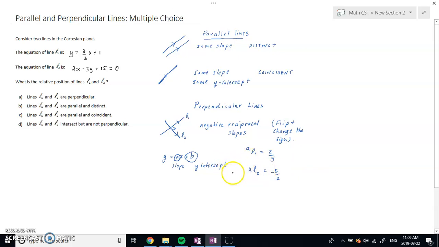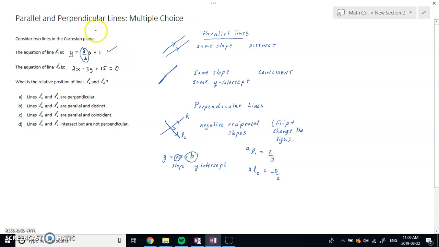Now if we take into consideration the question that's given to us, they're asking about the relative position of those two lines. Well, I notice only the first equation is given in y equals ax plus b form, but that's really handy because we can see its slope right away. And it has a slope of 2 over 3.